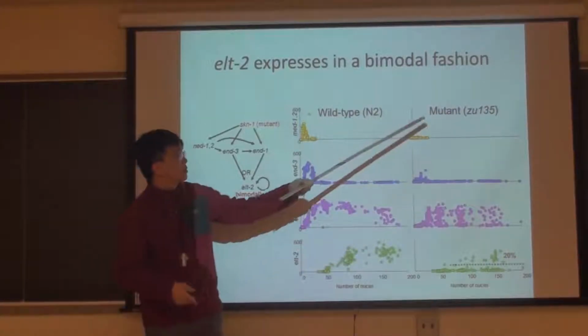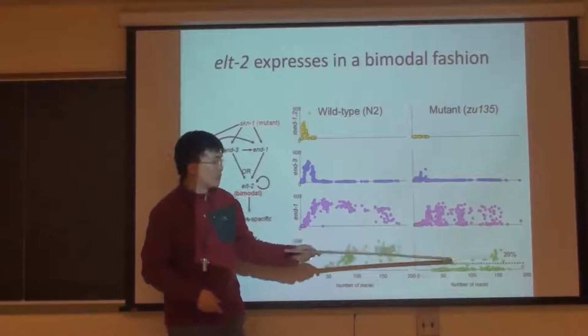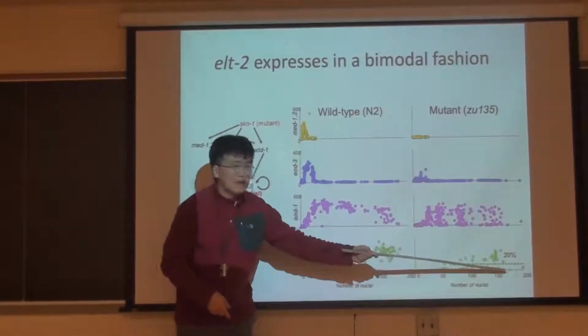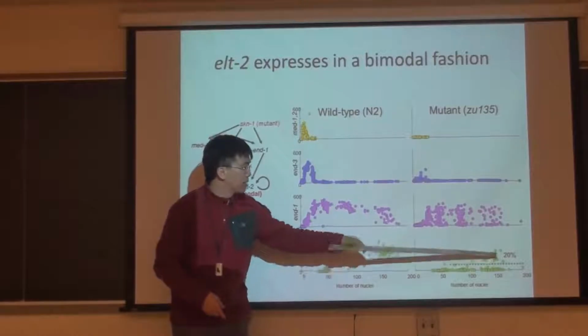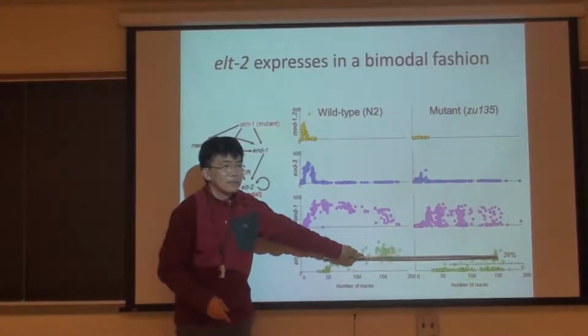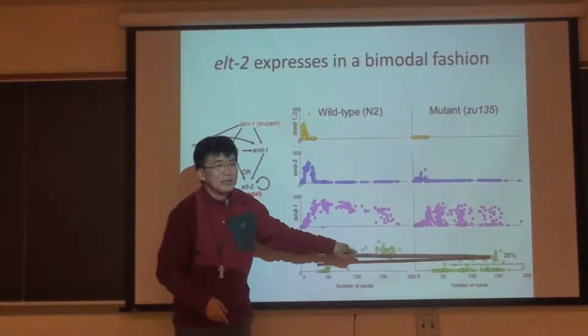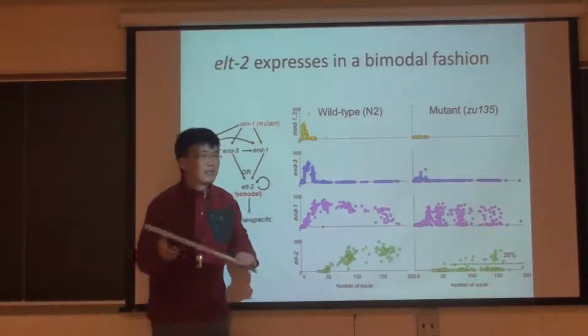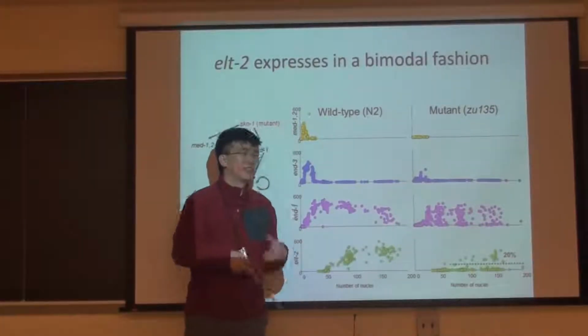But if you look at the mutant, it turns out that there are 2 populations. One of them has very low values of ELT2, and this one actually has levels similar to the wild type. So these are the ones that are actually showing ELT2 expression and intestine development. It turns out that even these guys will eventually die.